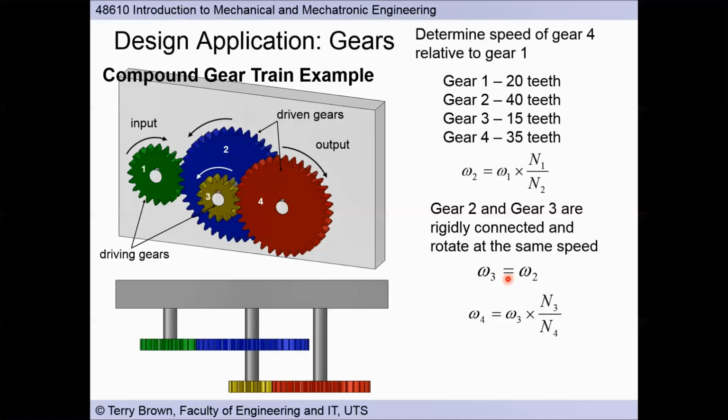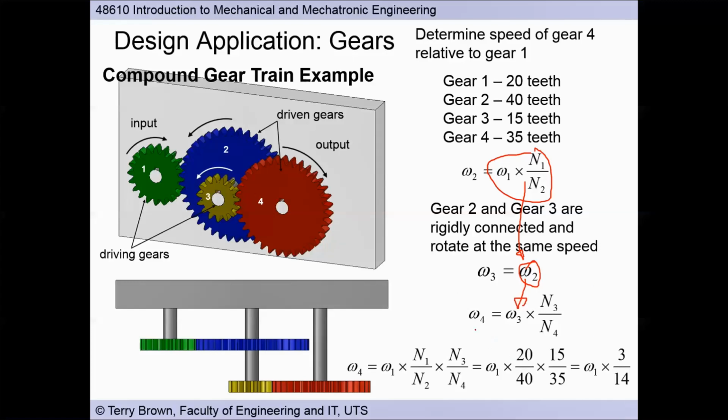And then we again use our ratio equation. So gear speed 4 is equal to gear speed 3, so this is our gear connection here, and the ratio of the speeds is N3 over N4. Okay, as we've seen previously. Alright, so we can substitute that into here, and then we can substitute this into here. Right, and then omega 3 is equal to that, so we can then substitute that into here. Okay, so if we do that, we end up with gear speed 4 is equal to gear speed 1 times N1 over N2, our ratio here, and then N3 over N4, our ratio at our other gear connection.